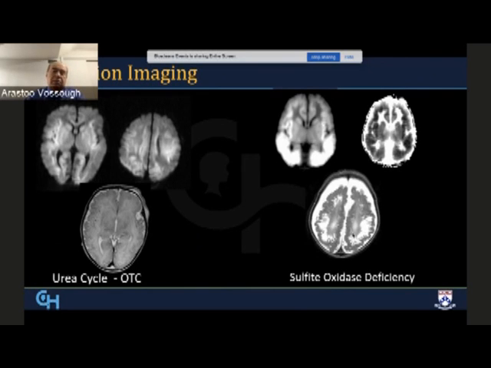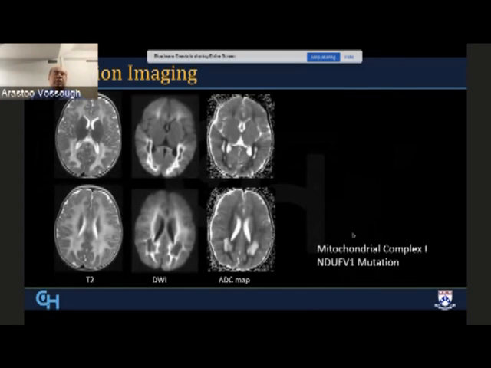So there are a lot of metabolic and some genetic disorders, and some white matter dystrophies, that can certainly have diffusion restriction as well. This is another example of a patient with a mitochondrial complex 1 disorder and NDUFV1 mutation, and we can see, in addition to the abnormal white matter, areas of restricted diffusion and essentially necrosis in certain parts of the brain. So diffusion imaging can be seen in many metabolic disorders as well.